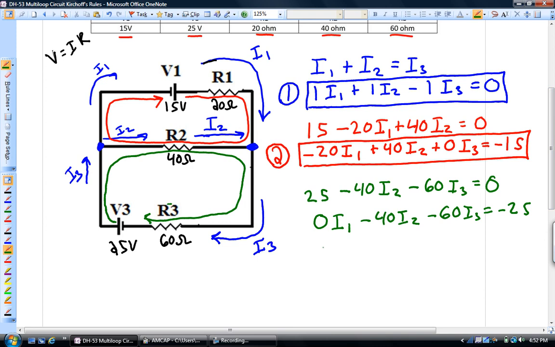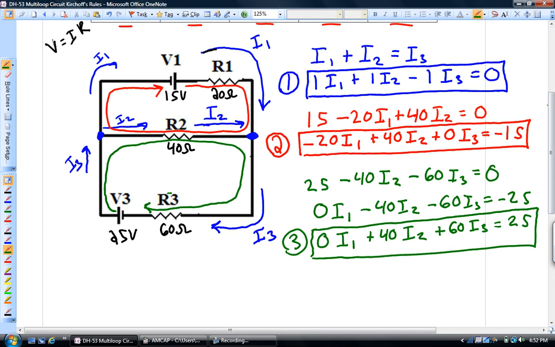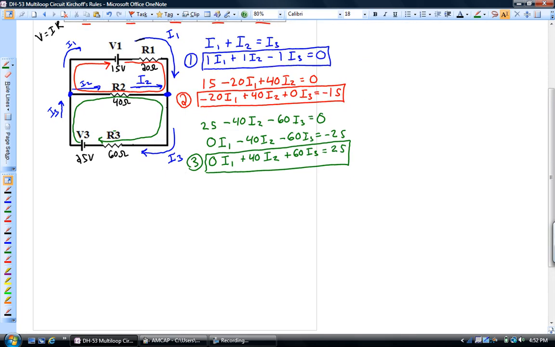Since these are all negative, to make life a little easier, I prefer to see it as 0 I1 plus 40 I2 plus 60 I3 equals plus 25. So I essentially just divided both sides by negative 1, and that's okay. I'm going to draw a box around this, and from here on in I shall call this equation 3. Just gives us something to refer to. We're going to come back to this in a little bit, but let me show you the substitution way of going about business.